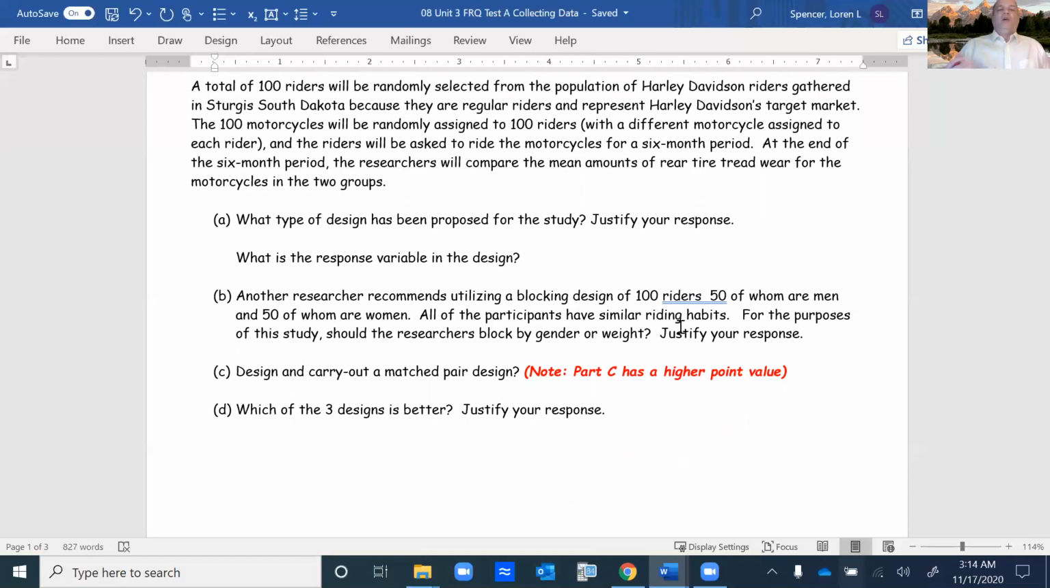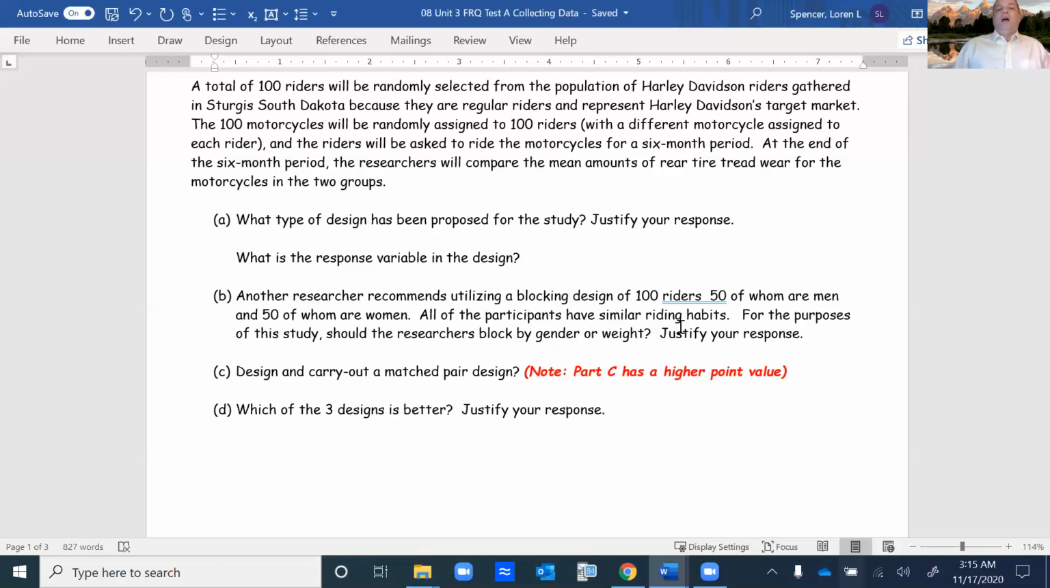Once again, they told us that the riding habits are similar, so we're going to assume that there's not a substantial difference in the way the genders ride the motorcycle. However, there could be differences in weight, and weight may impact the study. You always block on the variable that you believe will have the greatest impact on the study. And the way this is set up, it sounds like weight will have a greater impact than gender on tread wear. So what you should be saying is block on the variable that has the greatest impact.